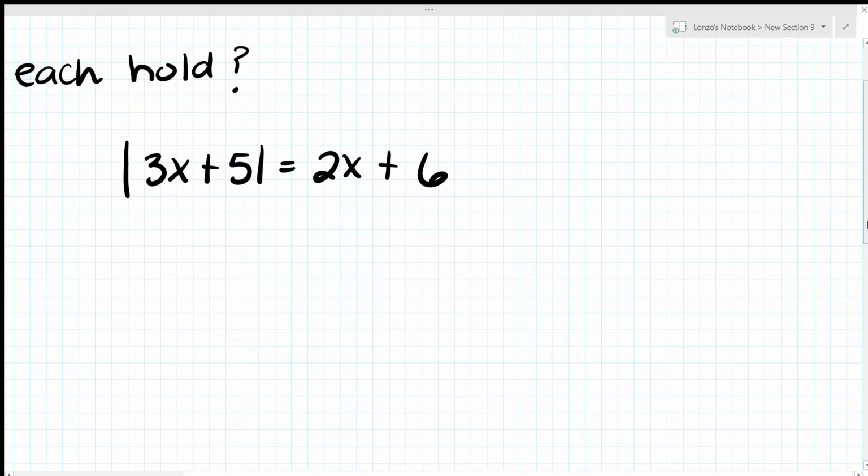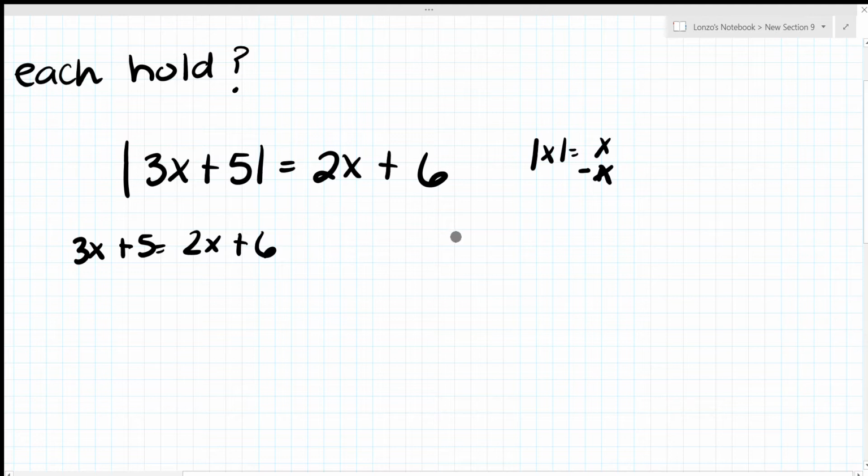So I'm going to set up my two problems. This absolute value is just 3x plus 5 equals 2x plus 6. And then our other problem, remember the rule, absolute value, you get a positive and a negative. So we're going to distribute a negative right here. So it's going to be negative, and then I'm going to put parentheses, 3x plus 5 equals 2x plus 6. Good. Now let's solve for x.